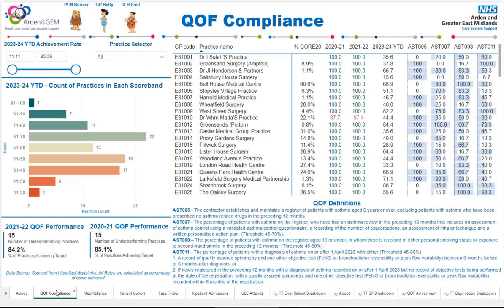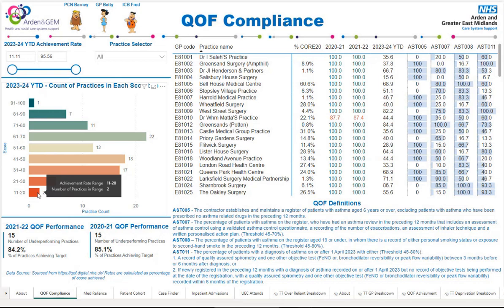It's just about QOF compliance. So we've got a list of surgeries here. We've got a percentage of the patients who are Core20PLUS. We've got what their QOF scores were in the previous years and the breakdown of what the QOF score is for the most recent year. We have here a breakdown of the number of practices within each score band, and you can also see the number of underperforming GP practices for the last 2 years.